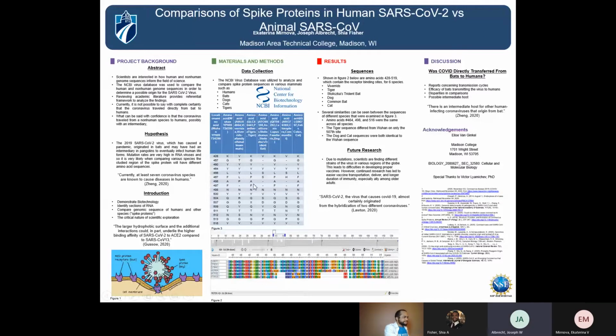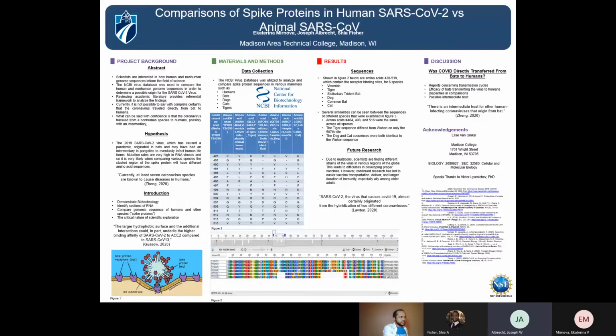Thanks, Shia. The NCBI database can be used to study the novel coronavirus that causes COVID-19 and analyze what amino acid sequence binds the virus to the host cell. We analyzed 6 different species: viverids, tigers, trident bats, dogs, common bats, and cats. And the results are shown in figures 2 and 3. The cat and dog sequences were both found to be identical to the human sequence. However, the bat was the least similar to the human sequence, suggesting the existence of an intermediate host.